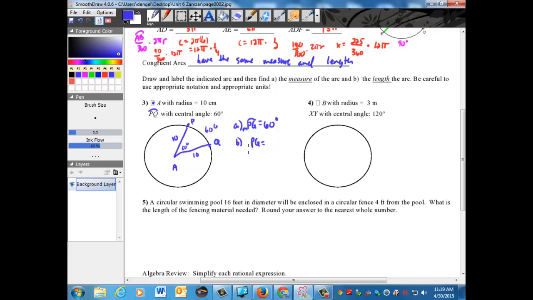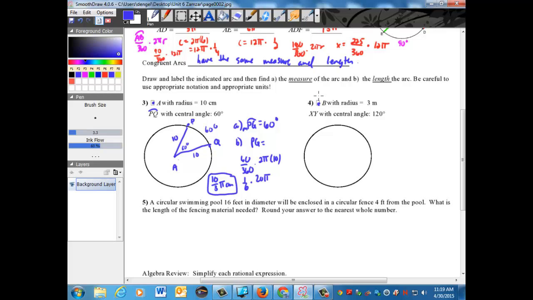And so the length of PQ is going to be 60 over 360 times 2 pi r, which that's going to be 10. So we get 1/6 times 20 pi, which gives me 10/3 pi centimeters is my answer.